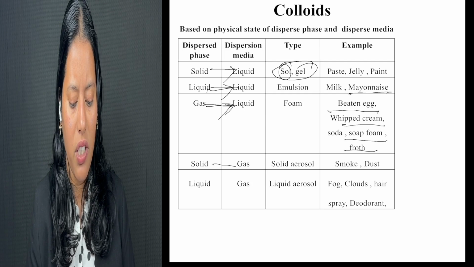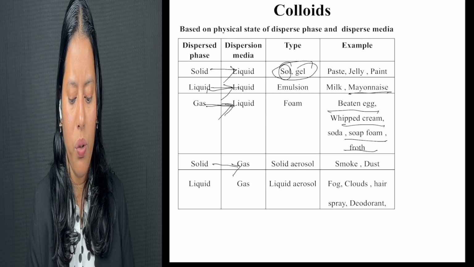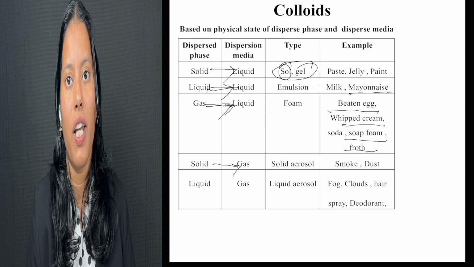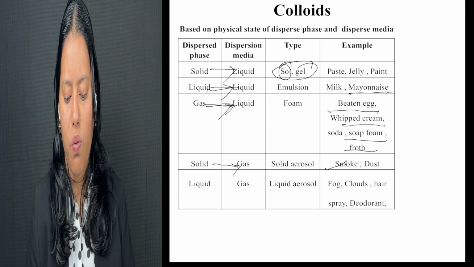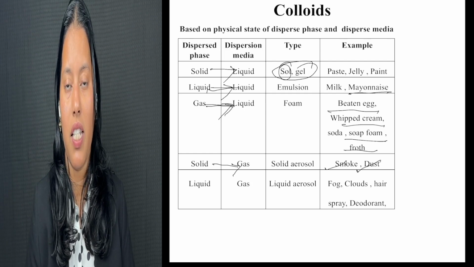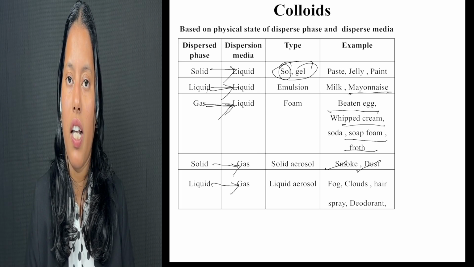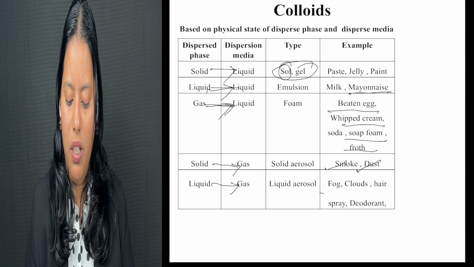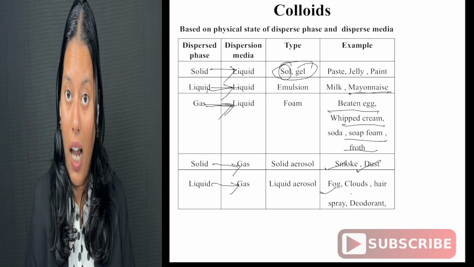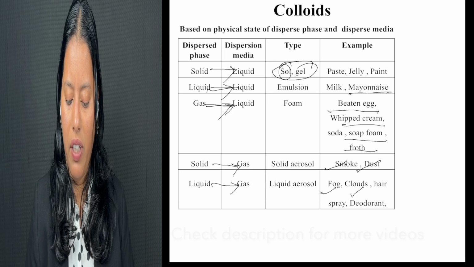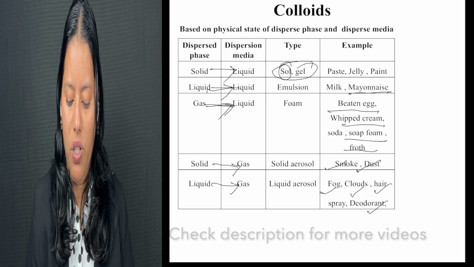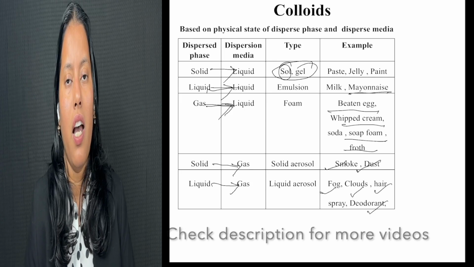Next you have solid distributed into gas. It is called a solid aerosol, and the examples are smoke and dust. Liquid distributed into gas is called a liquid aerosol, and the examples are fog and clouds. Then hairspray and deodorant are also examples.